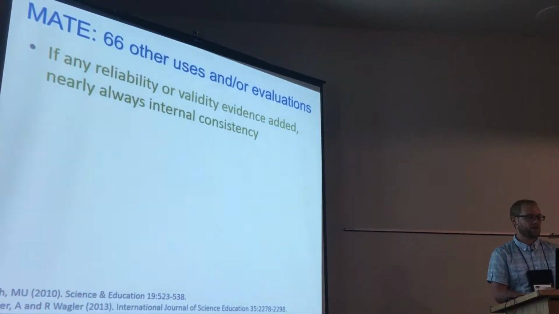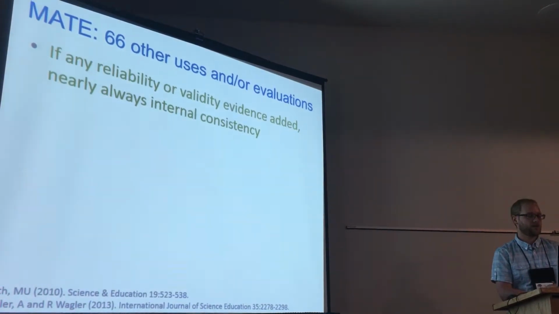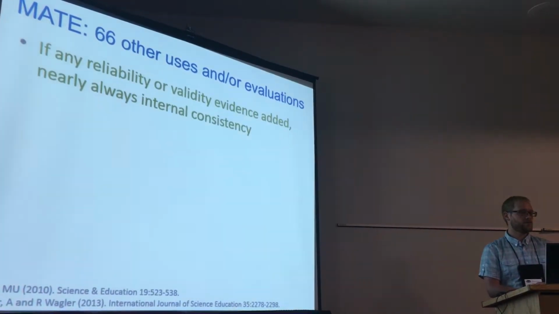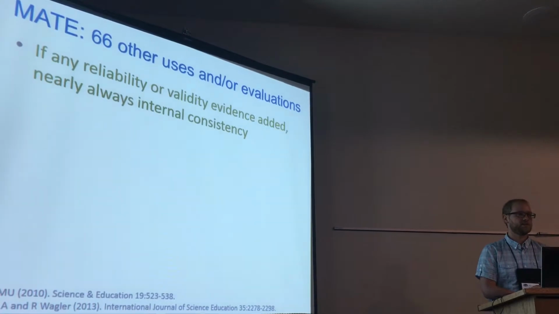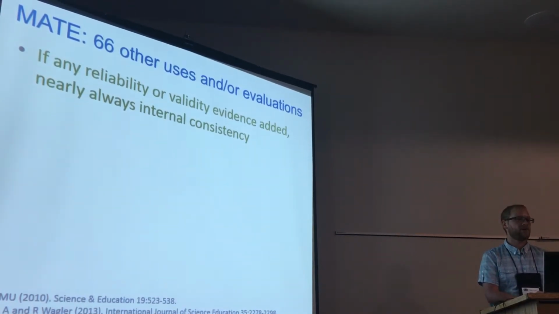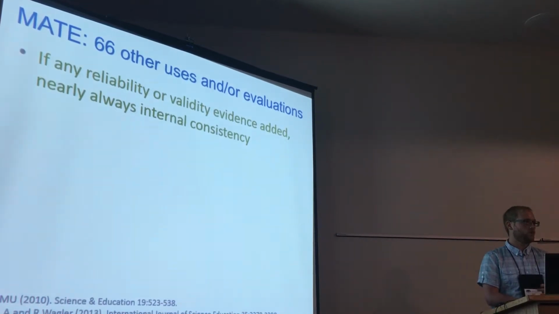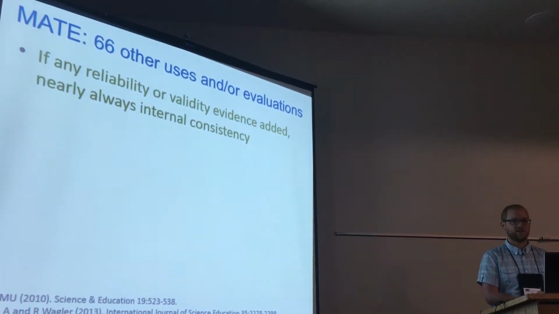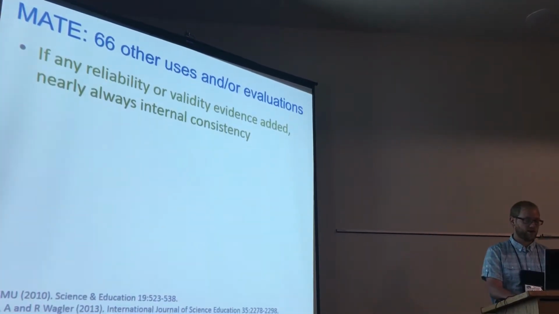This has been done for a number of these papers. However, unfortunately, when this has been done, it's almost always just internal consistency, so this Cronbach's alpha measure. And this is fine and good as long as we have other evidence of validity and reliability for whatever population you're assessing. But if we don't, then we really do need to go ahead and collect more.